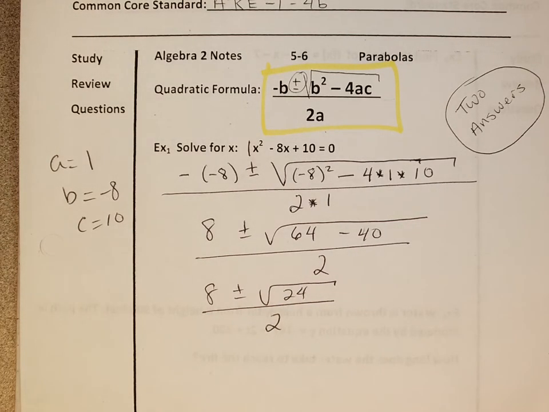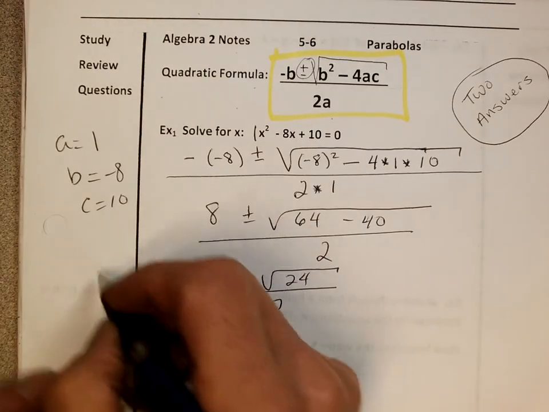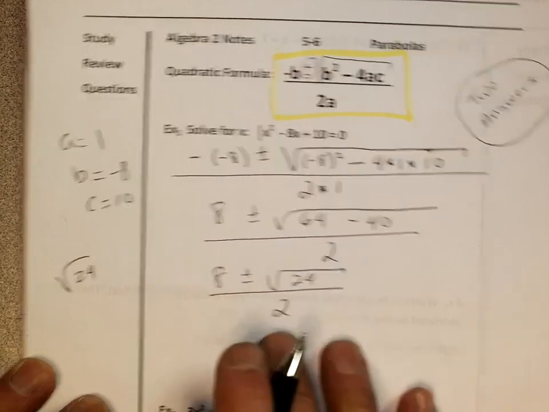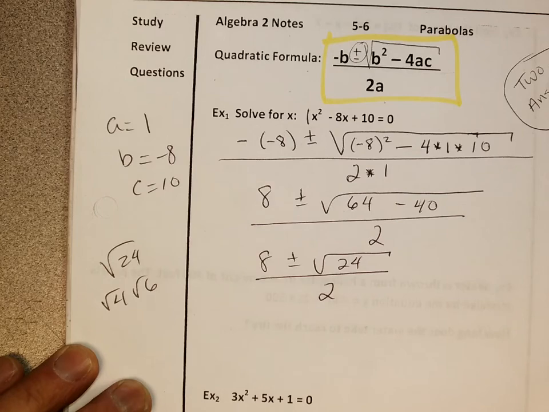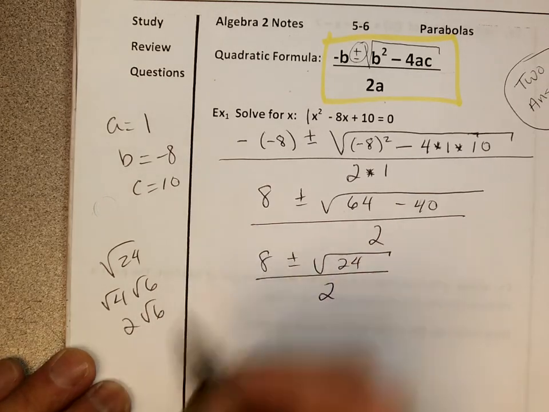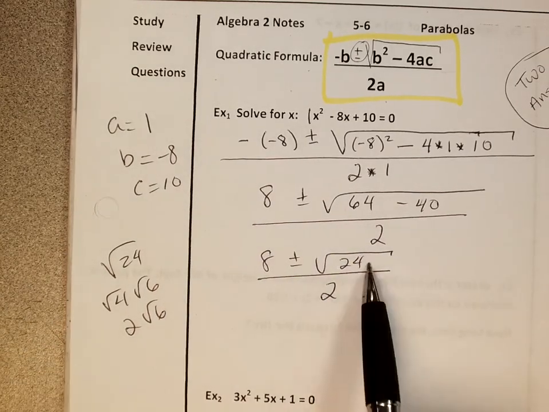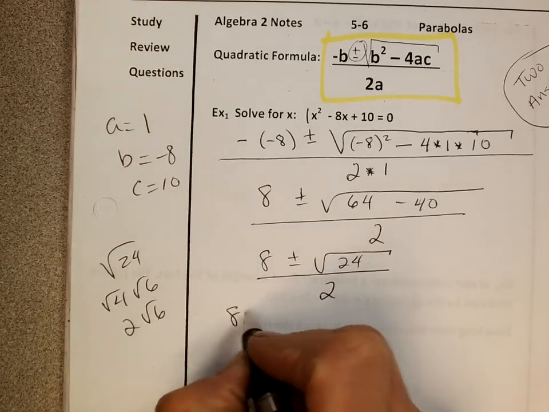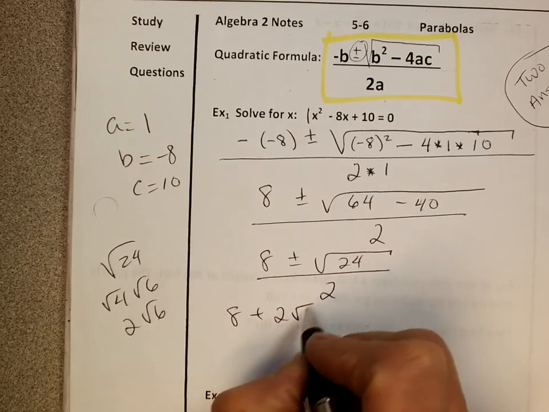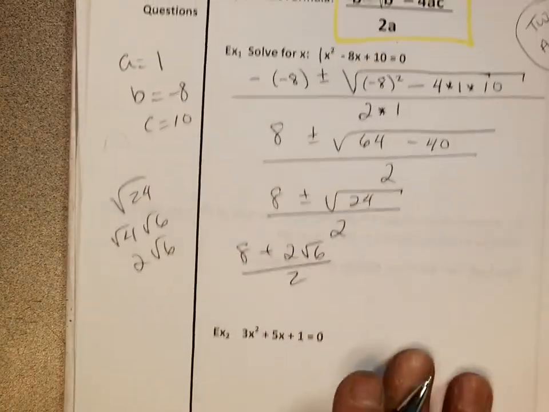Now we're going to look at two different answers. One would be what we call the square root answer. I could take 24, and we all know 24 can be broken down into square root of 4 times square root of 6, which is 2 square root of 6. I'll let you catch up. I'm just going to reduce square root of 24. So I want to give you two answers: one would be the mathematical answer, the answer in root form, and then we'll do it in decimal form also. We'll do both. So one answer could be 8 plus or minus 2 square roots of 6, over 2.